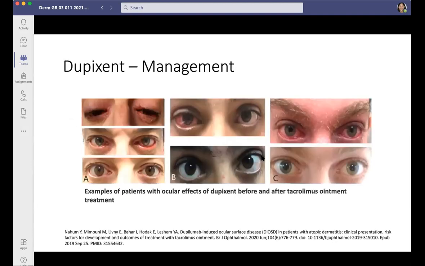So these are just examples of patients who, again, had fairly severe reactions to the Dupixent and then resolved. And these were examples all related to tacrolimus ointment treatment. And you can see resolution of their conjunctivitis, as well as some of these eczematous changes on their eyelids.